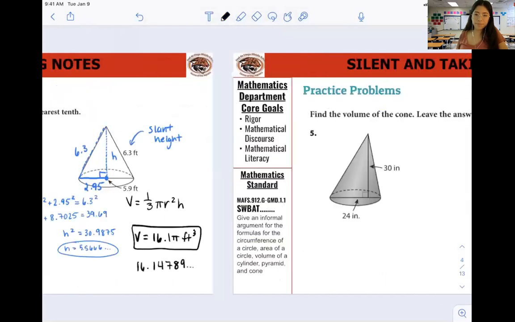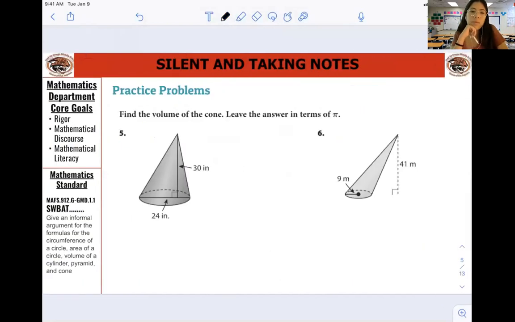Okay, what happens if you've got a little bit of a tilted cone? What did we learn about yesterday? Good, what is that? Who's that guy?